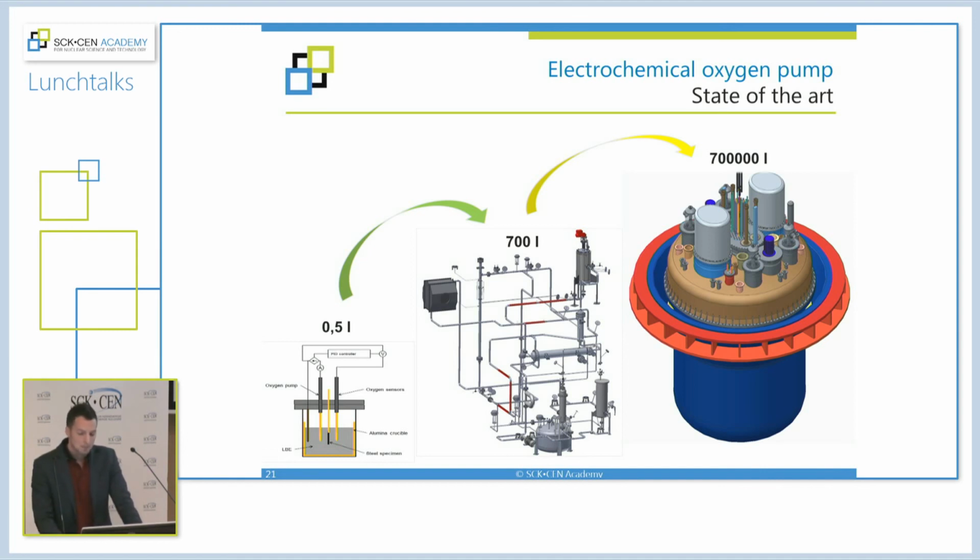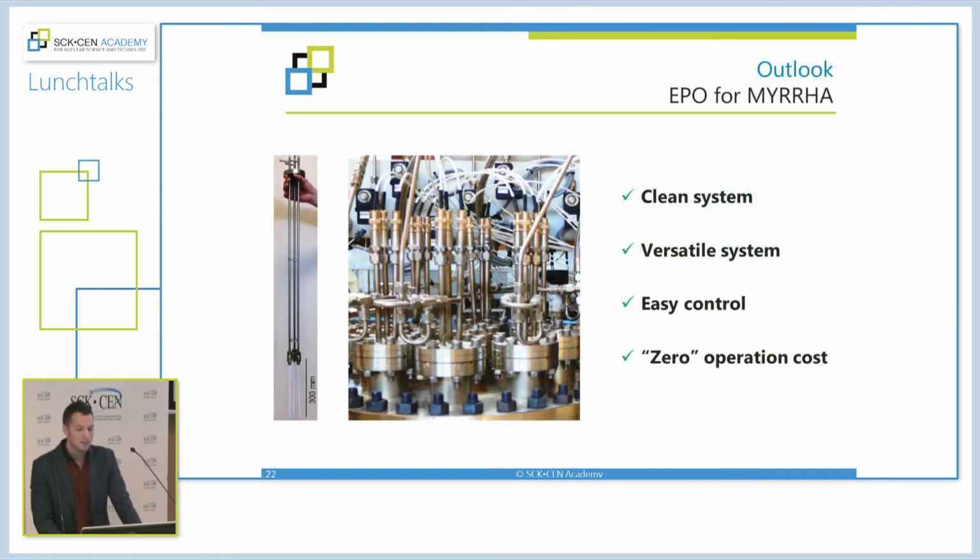And why do I show you this? Well, the EPU system for Mira, shown in the picture, is a clean system. Compared to the gas phase, we will not have to deal with radioactive waste. And it is a versatile system. We can add oxygen or extract oxygen. It's easy to control. We need to control just the current, the electronic current. And it is at zero operation cost. We need just a few watts to control our system.